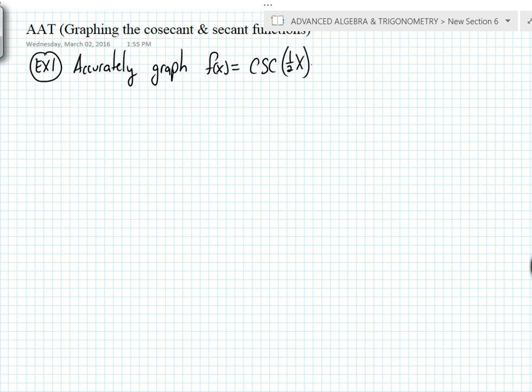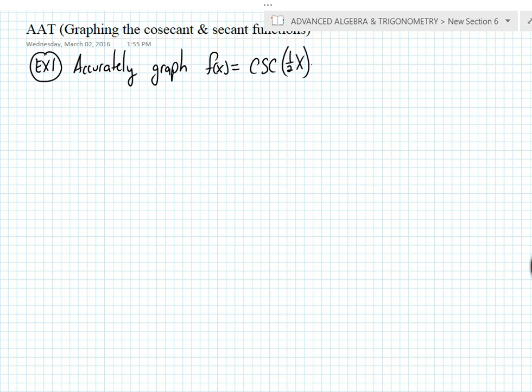Now a couple FYIs to go along with the cosecant function. Again, I know you have absolutely no idea what this thing is going to look like, but the cosecant function does not have amplitude. Neither will the secant function. Let me say that again. Cosecant and secant do not have an amplitude. The only functions that you graph in trigonometry that have amplitude are sine and cosine.